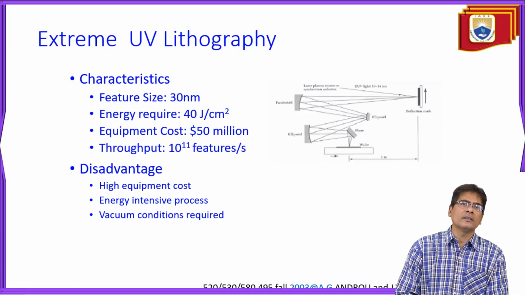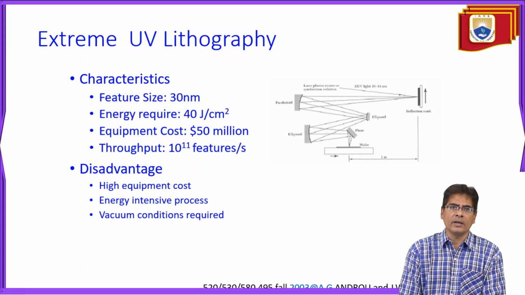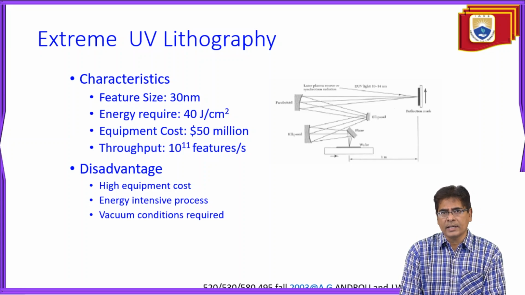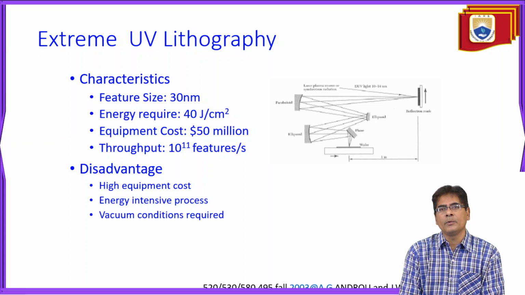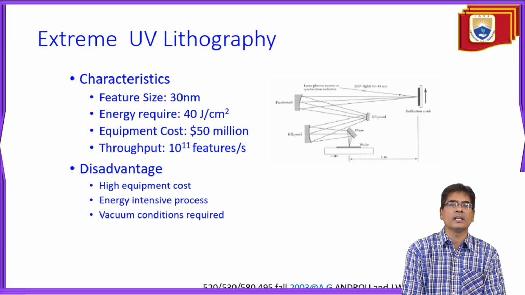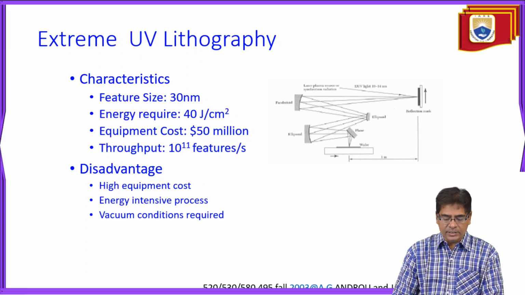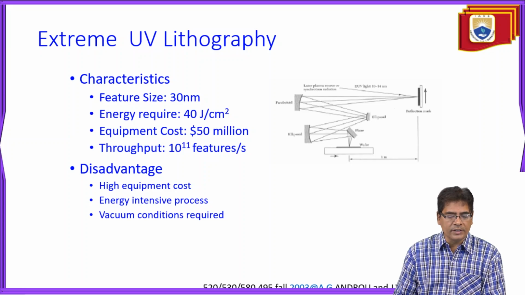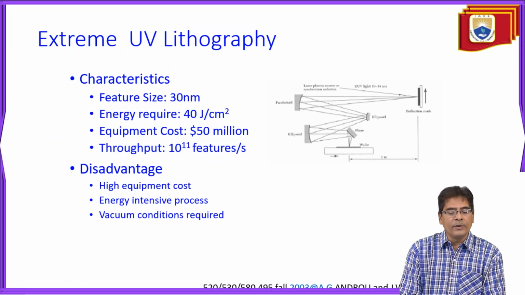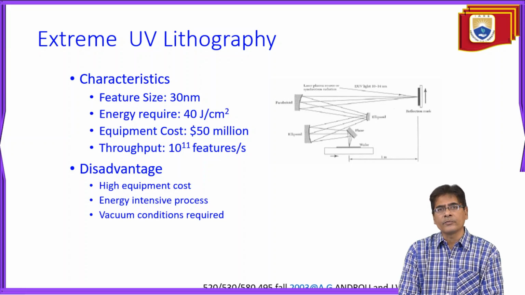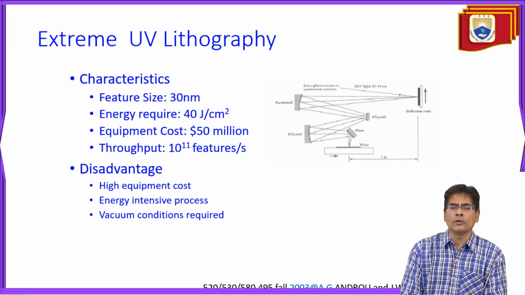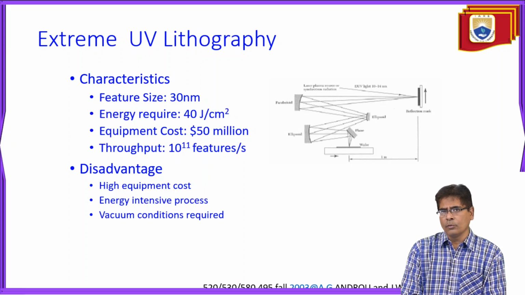So the next one is extreme ultraviolet lithography. When we speak about extreme ultraviolet lithography, the characteristic feature size is around 30 nanometers. Energy required is 40 joules per centimeter square. The equipment cost is $50 million, and throughput is around 10 power 11 features per second. The disadvantages of this extreme UV lithography are high equipment cost, energy intensive process, and vacuum conditions required. So these are some of the disadvantages compared to interference lithography.